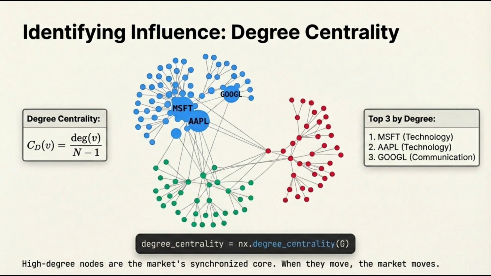What does that mean intuitively? These are stocks with many strong correlation links to others, so they belong to the market's synchronized core. The sentence at the bottom says it nicely: when they move, the market moves. In other words, high-degree stocks are not necessarily causal drivers, but they are deeply embedded in the market's main co-movement structure. That makes them important indicators of where collective behavior is concentrated.